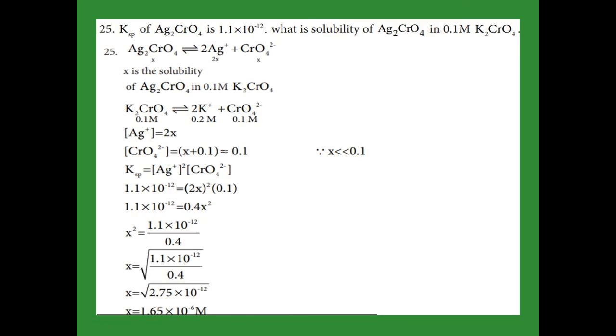In this problem, the silver chromate solubility product is given as 1.1 × 10^-12, and we have to find the solubility of silver chromate in 0.1 molar potassium chromate.